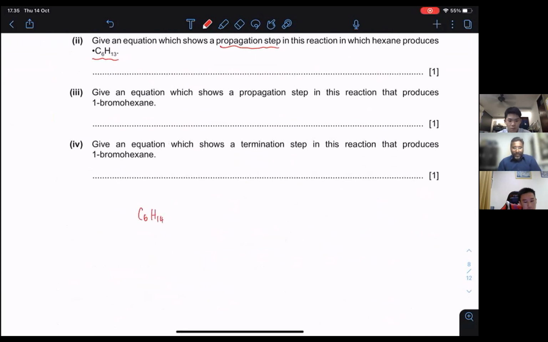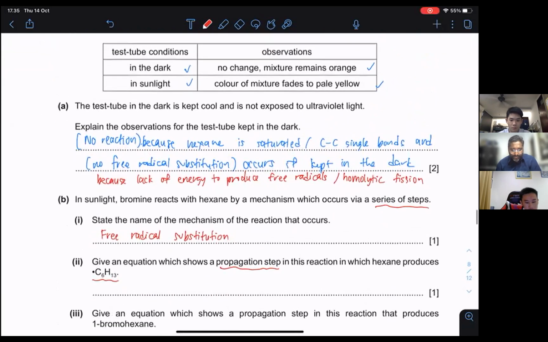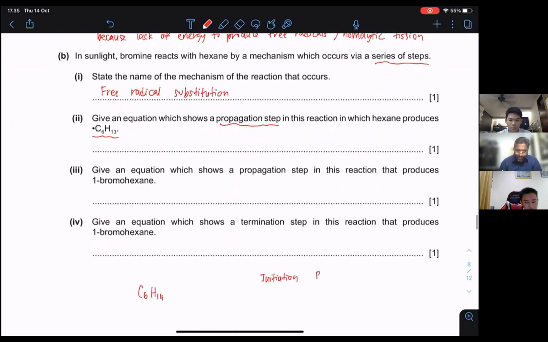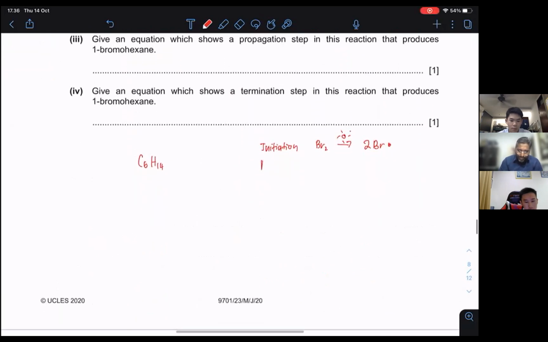If I write down from the beginning, initiation: Br2 in the presence of sunlight or UV light will give 2 Br free radicals. So I write it down like this. But for propagation, they want the first step only.